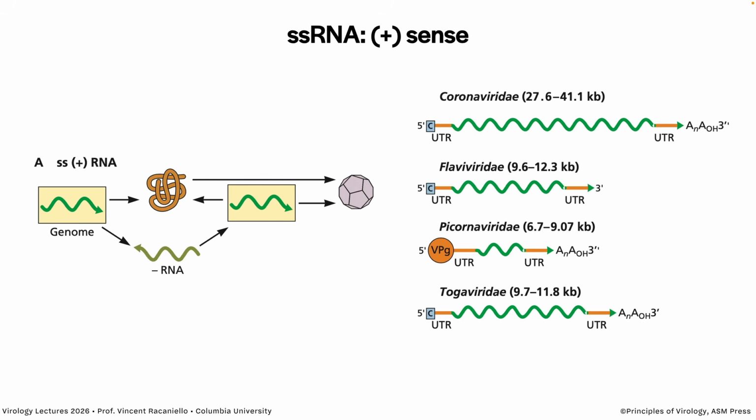Flaviviruses, West Nile virus, dengue virus, yellow fever virus, they are plus-stranded. Picornaviruses, polioviruses, and rhinoviruses, and finally, togaviruses, more mosquito-borne viruses. These RNAs, again, are unique because they can be translated directly into protein. So the RNA gets into the cell, it's translated immediately, and then if you need to make more genomes to put in virus particles, you simply make a minus RNA intermediate. That's a process we'll talk about in some detail later on.